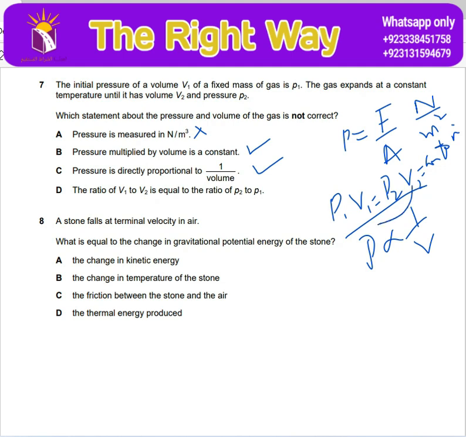The ratio of V1 to V2 is equal to the ratio of P2 to P1. V2 from that side will be divisible on this side, V1 over V2. P1 from this side will be divisible on the other side, P2 by P1. So this is also correct. So which one is the wrong answer? Because not correct. So A is not correct.